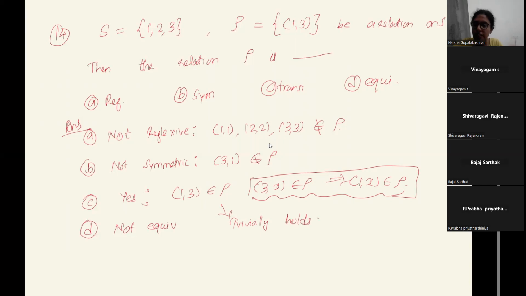Okay. Is this clear? Transitivity? Yes. Okay. So then if it is clear, let's move to the next question. Number. Any doubt?